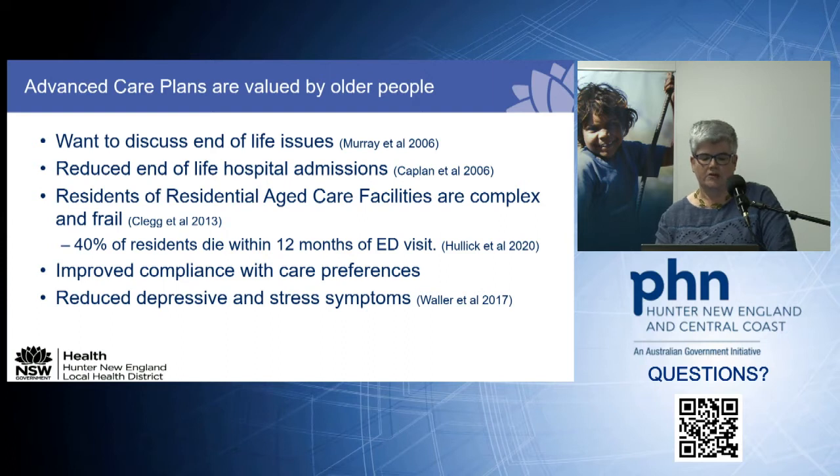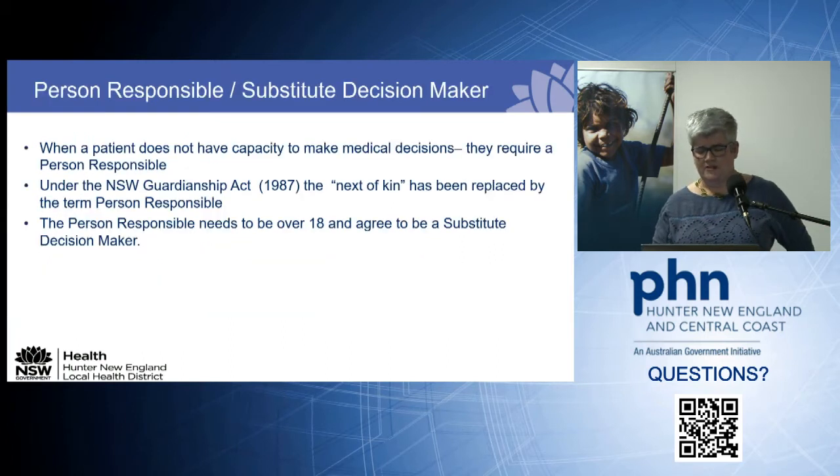We know that the patients are really frail and complex, and as I said, there are high rates of cognitive impairment. In our local Hunter New England data, 40% of aged care facility residents will die within 12 months of an ED visit, and that was across 18,000 patients. We're much more likely to deliver care that's in line with their preferences, and they and their families are less likely to have depression, stress and anxiety related symptoms related to end of life. So they're a good idea.